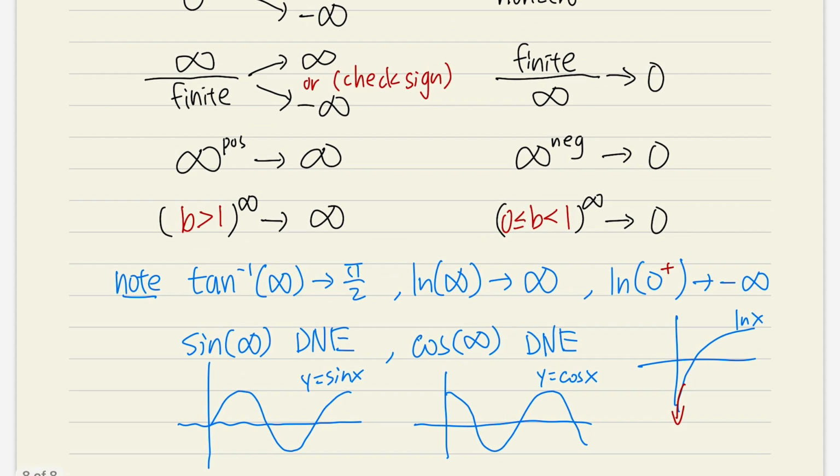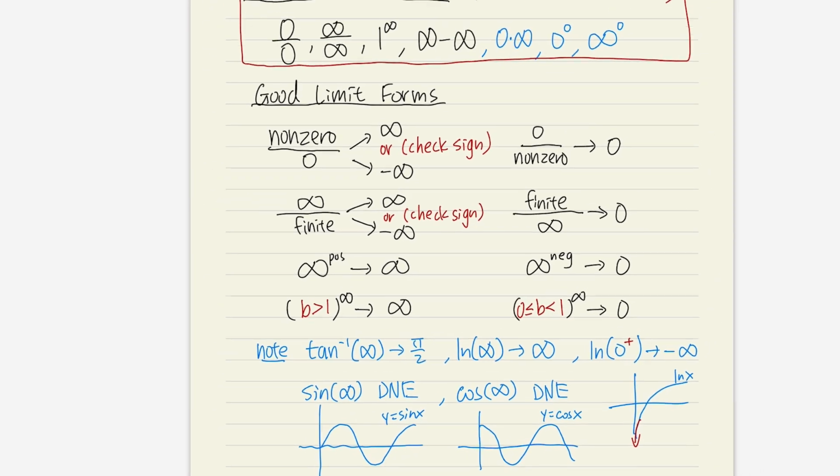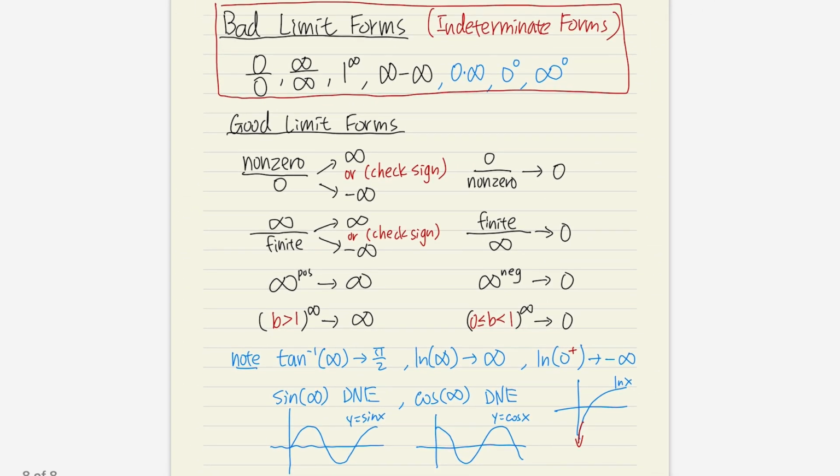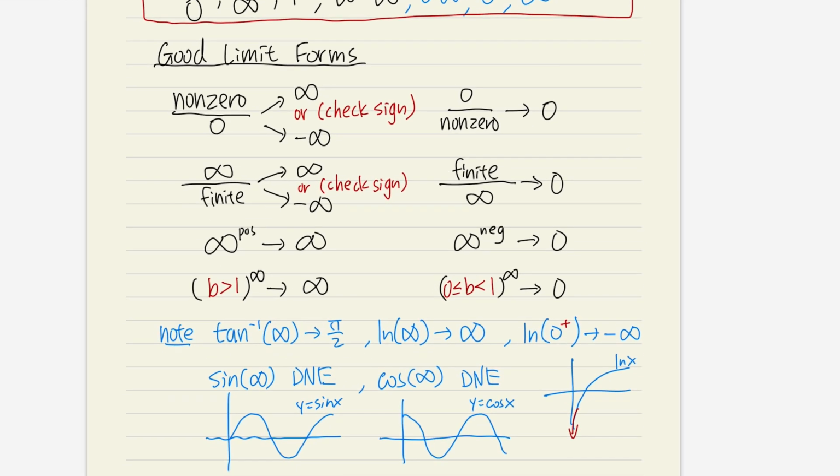So let me know if you have other questions, but this is it. These are the good and the bad limit indeterminate forms. And check out the next video. I'm going to show you how we can work out this kind of limit based on the good limit forms.